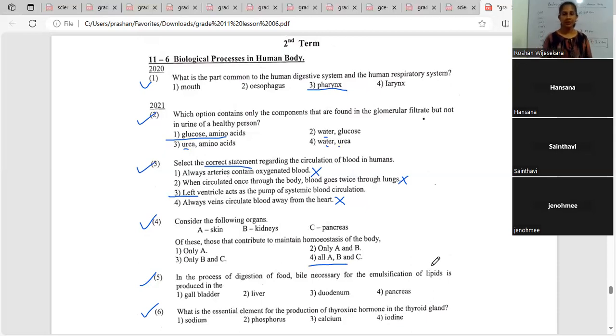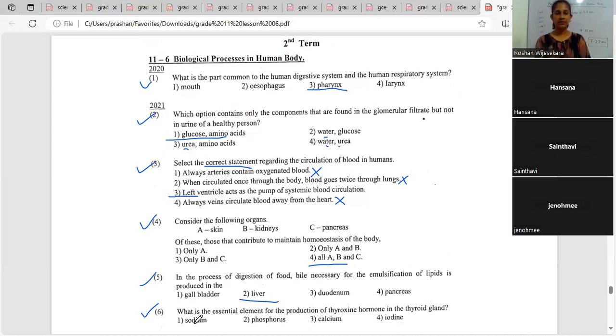The next question. In the process of digestion of food, bile necessary for emulsification of lipid is produced. That bile is produced in the liver, stored in the gallbladder, and added to our food, mixing with it in the duodenum. Bile produced in the liver, stored in the gallbladder. The function is emulsification of food.